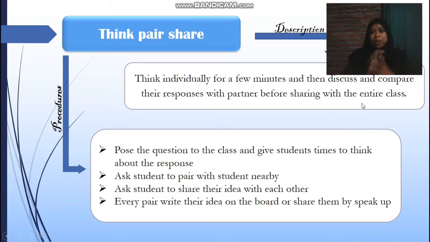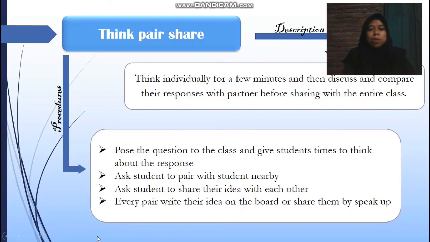So the think component will help students to recognize and to collect their thoughts before they speak up. And the pair and share components will help students to share, to compare, and to contrast their understanding with others before they speak up in public, in the entire class. There are some procedures that can be used to adapt this technique.